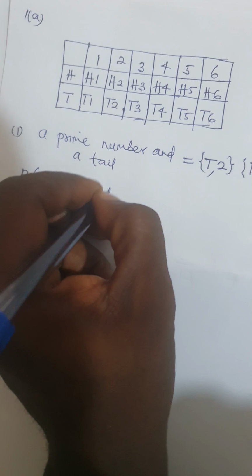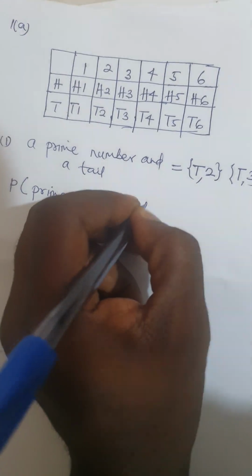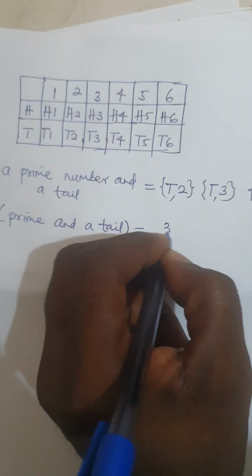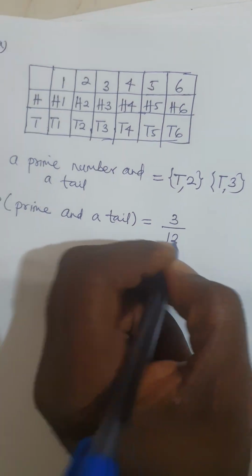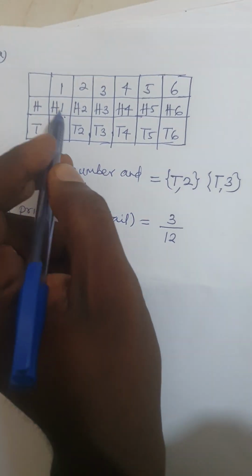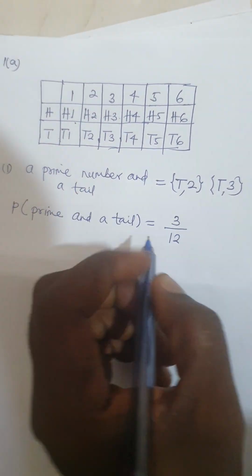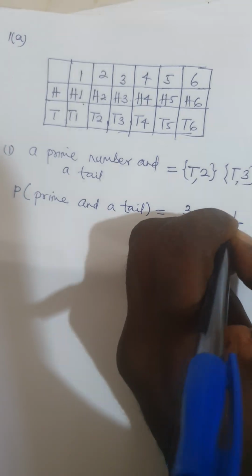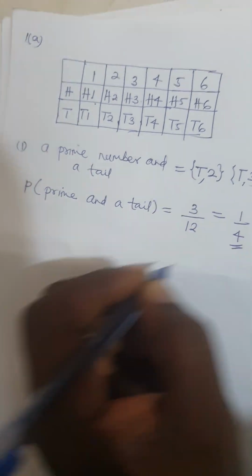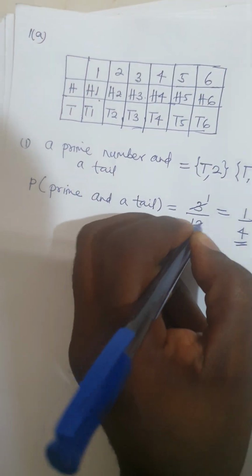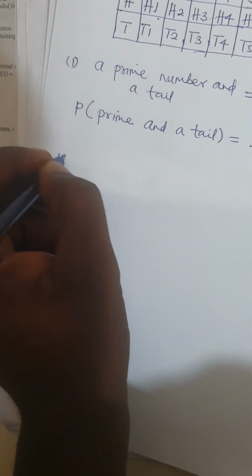So the probability of you having a prime and a tail should now be 3 out of the total outcomes. You count head 1, head 2, head 3, up to tail 6. They are 12. So you can reduce that, and that's 1 out of 4. Anytime you have a fraction of that nature which is reducible, you reduce it.